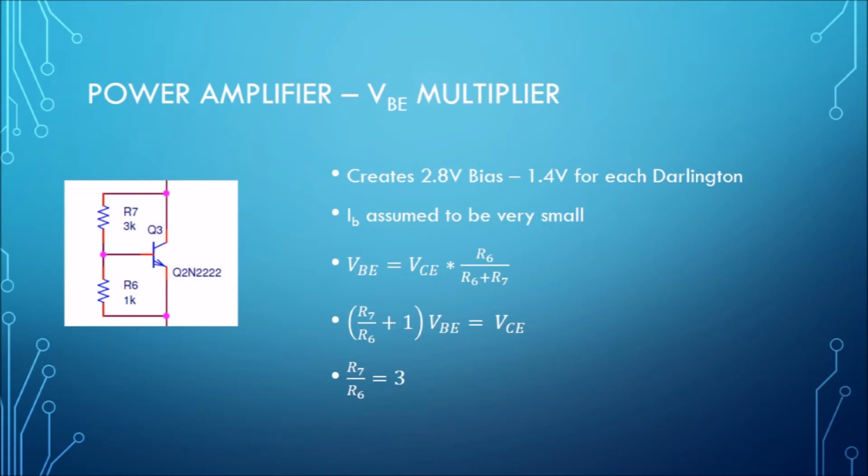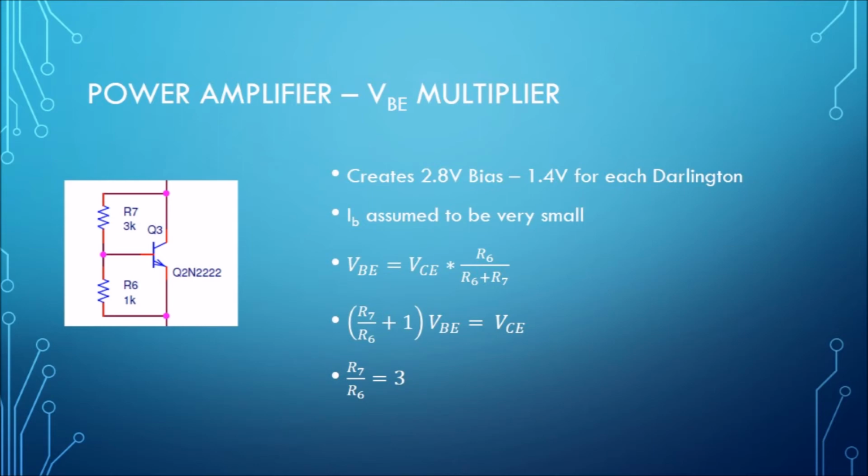Now, if this is true, then we know that most of the current that comes through R7 and R6 simply passes through R7 and R6. In this case, R7 and R6 effectively work as voltage dividers. Specifically, the voltage across R6, which in this case is also equal to VBE of the BJT, is simply VCE times R6 divided by R6 plus R7. Rearranging this equation, we get that R7 over R6 plus 1, times VBE, equals VCE.